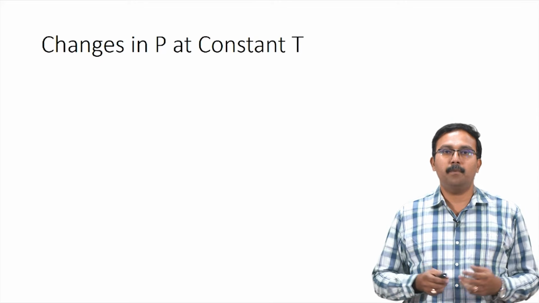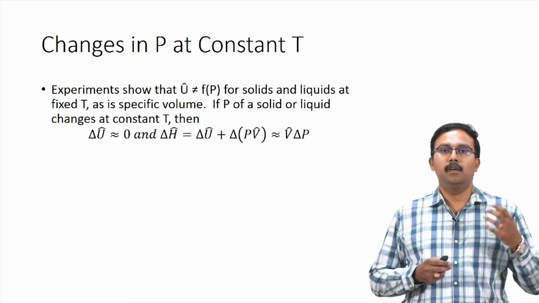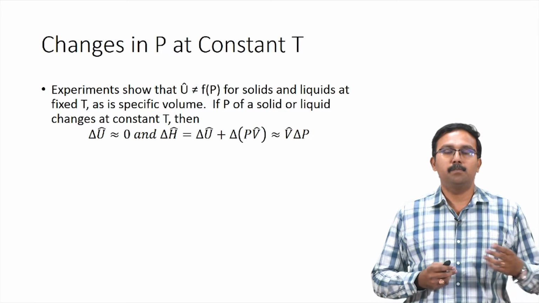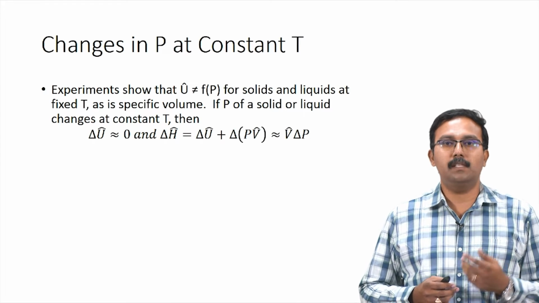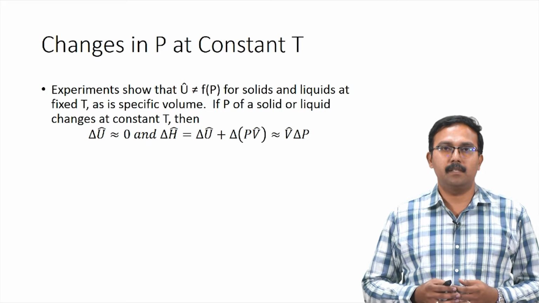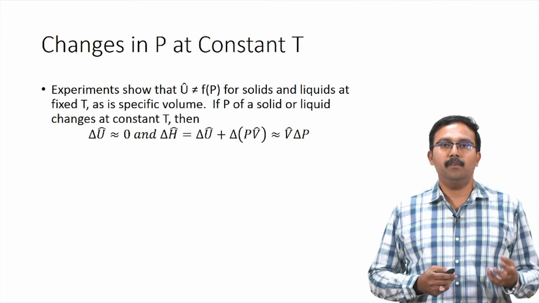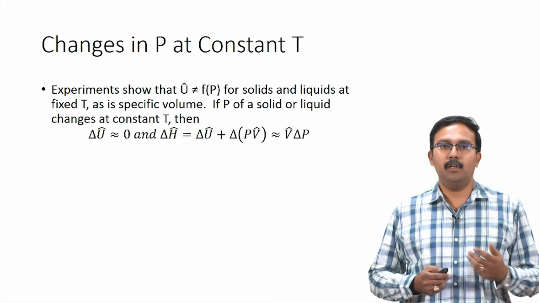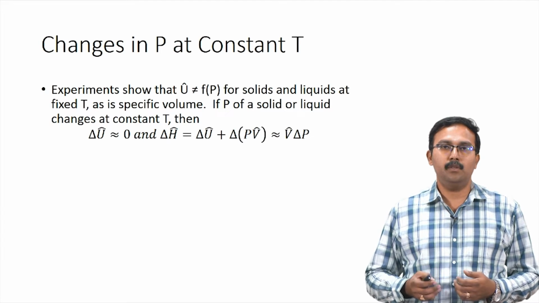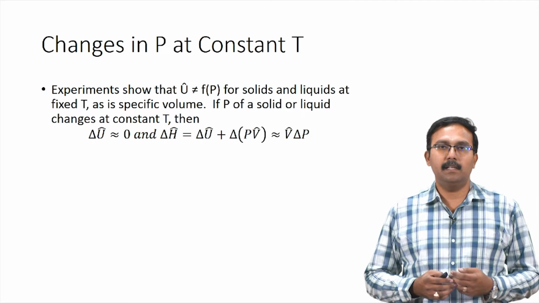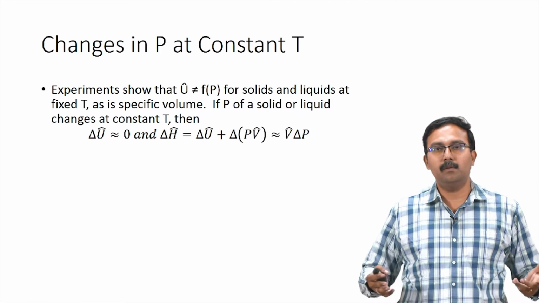The first type of process would be where pressure changes at constant temperature. Experiments have shown that specific internal energy is not a function of pressure for solids and liquids at a fixed temperature, and this is also true for specific volume. If pressure of a solid or a liquid changes at constant temperature, then you can assume that the change in specific internal energy for this process is approximately equal to 0, because it is almost negligible.